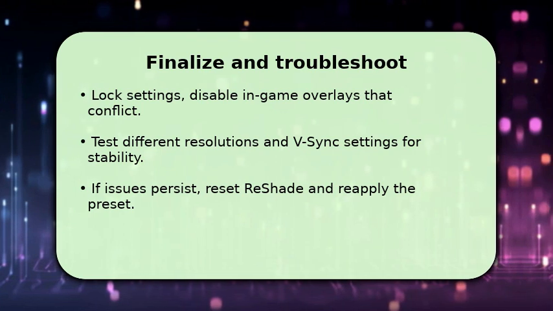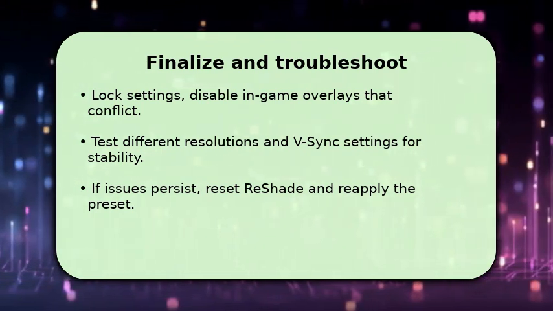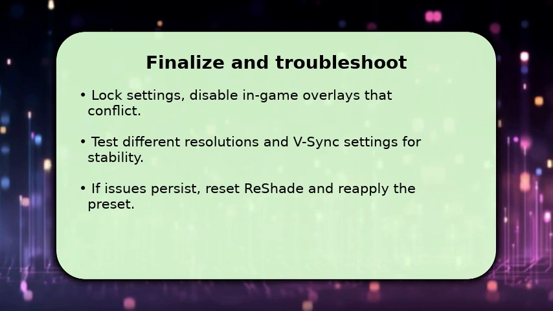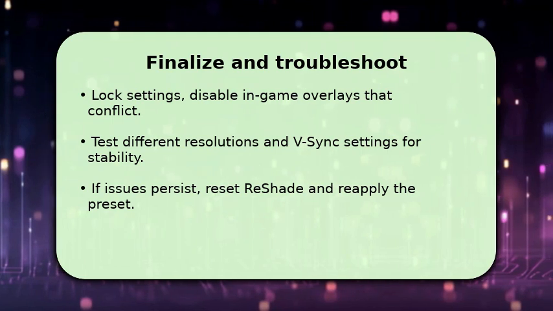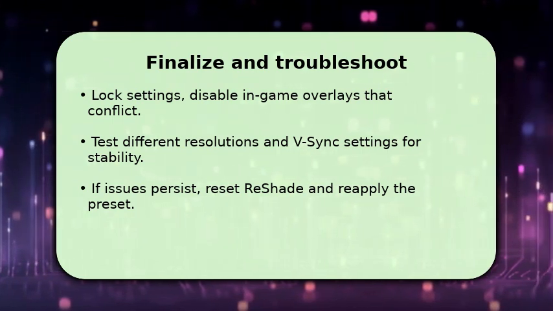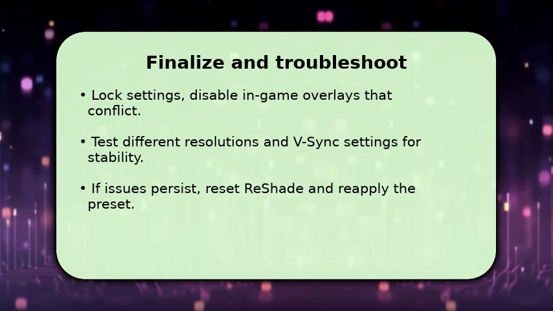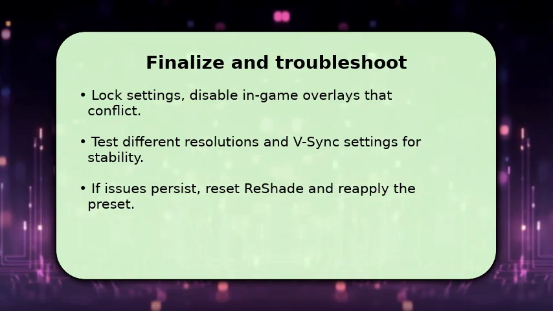If you see flicker or crashes, disable overlays, Steam, Discord, and try toggling VSync or full screen/windowed modes. Those often resolve frame timing conflicts. If problems persist, rename or remove the Reshade.Inai to reset, reinstall Reshade, and reapply the SSO preset. This clean reapply is the quickest fix for corrupted or mismatched files.